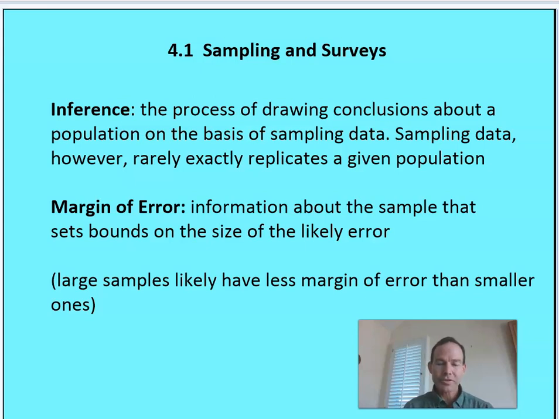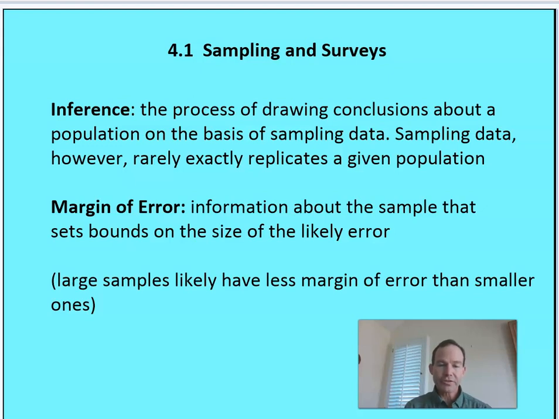Okay, welcome to the second part, sampling and surveys. We're going to talk about inference. Inference is the process of drawing conclusions about a population on the basis of sampling data. So we take some sampling, we look at the data, and then we draw some conclusions or make some inferences about what's going on in the population based on the sample that we're looking at.